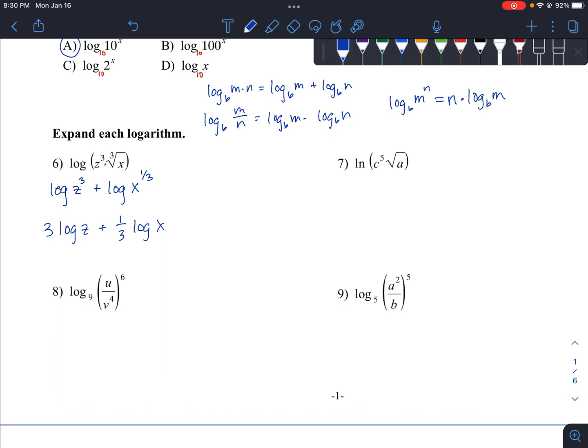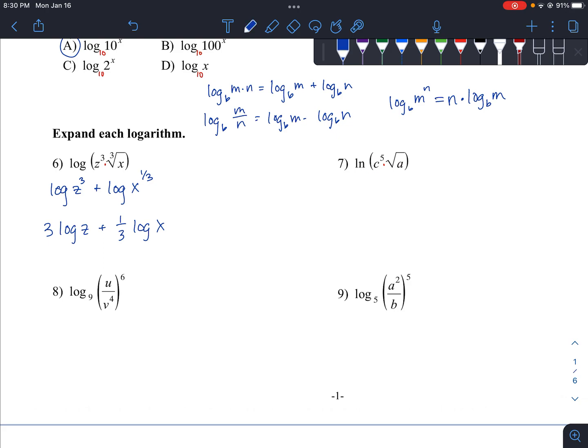Alright, for 7 we have a natural logarithm. Again, we have a product, so I'm going to separate those. Make sure that you don't pull any powers down too soon. Make sure to do that after you expand products, unless the power applies to the product itself.